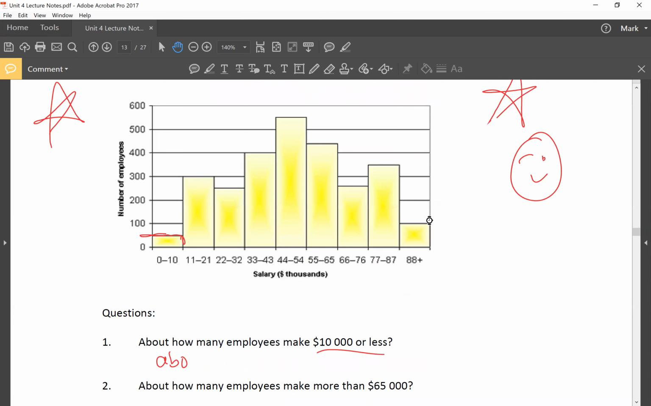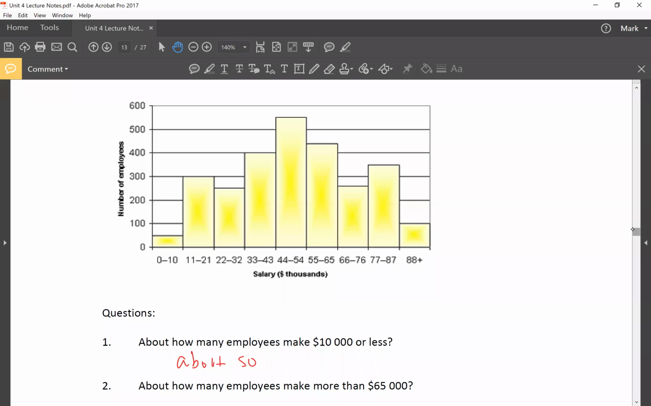$65,000? All right, I'm going to get rid of my writing here, just so I start with a nice clean graph. I will keep the about 50 here. So more than 65, right? More than 65 would include this guy, and this guy. Oh, so this is the tough part. Now what we need to do is we need to estimate how many of each of these we have. All right, so let's start at this one here. Here is 100 employees.